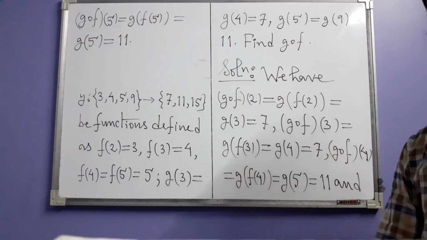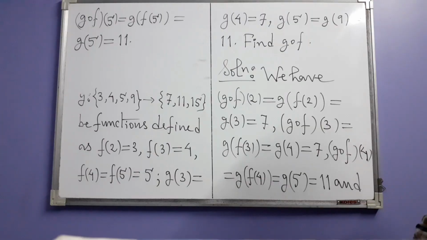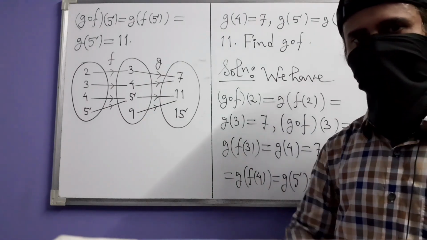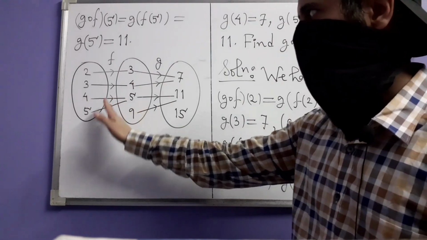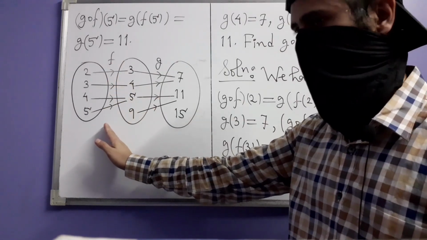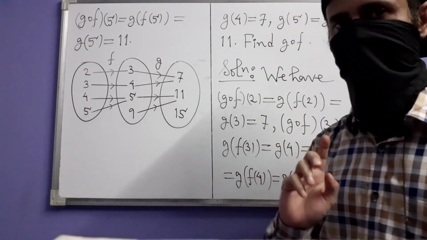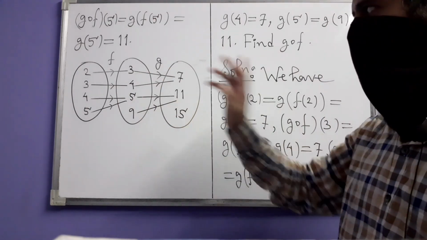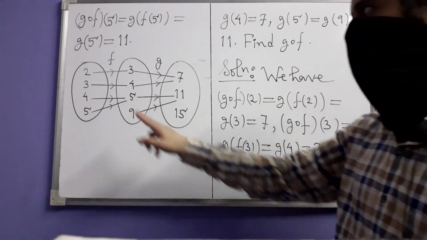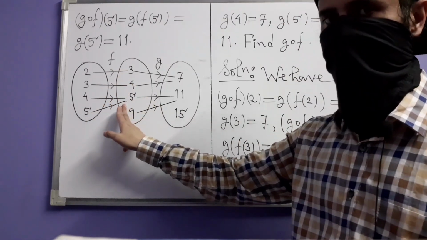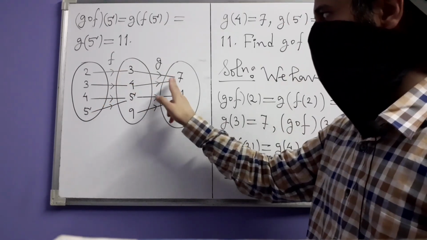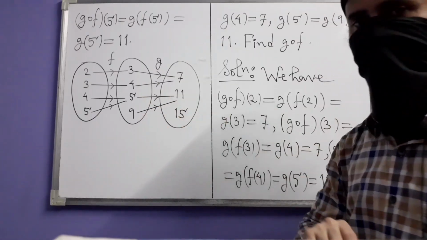We can draw a diagram to show all these things, an arrow diagram. And this is the arrow diagram of the situation. So the first set of arrows is for f and the second set of arrows is for g. So f maps 2 to 3, 3 to 4, 4 to 5 and 5 to 5. And g maps 3 to 7, 4 to 7, 5 to 11 and 9 to 11.